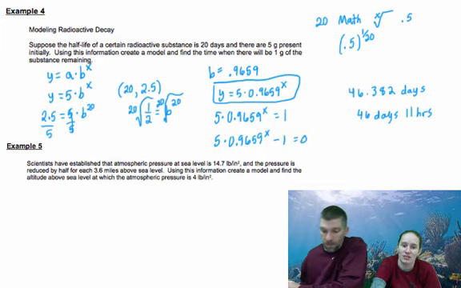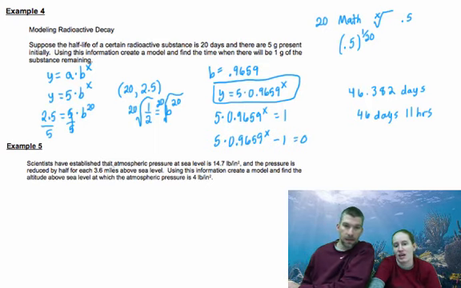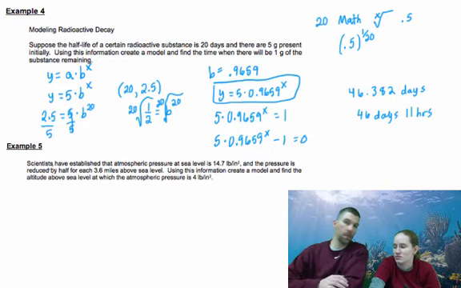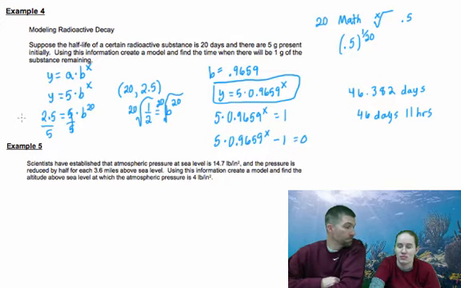Scientists have established that atmospheric pressure at sea level is 14.7 pounds per inches squared, and the pressure is reduced by half for each 3.6 miles above sea level. Using this information, create a model and find the altitude above sea level at which the atmospheric pressure is 4 pounds per inches squared. Now, maybe a different way to solve this problem, which is similar to the previous one because they're both talking about half-life, is we could use a half for our base, which would still get us to the same answer, but maybe our equation would look a little bit different.